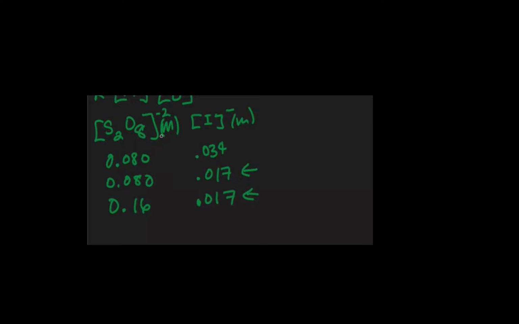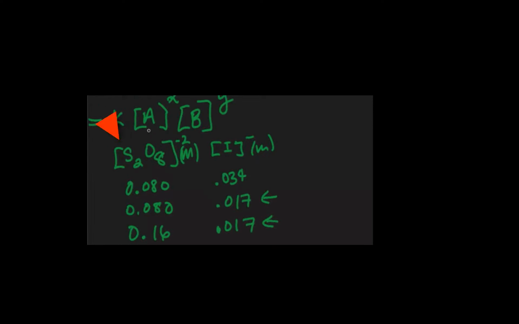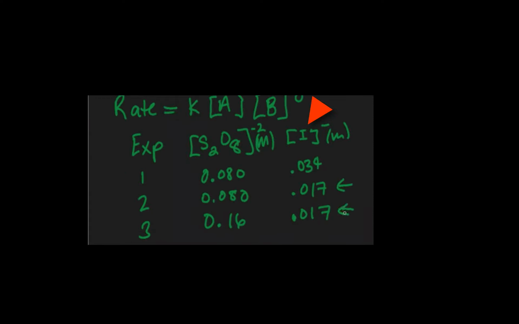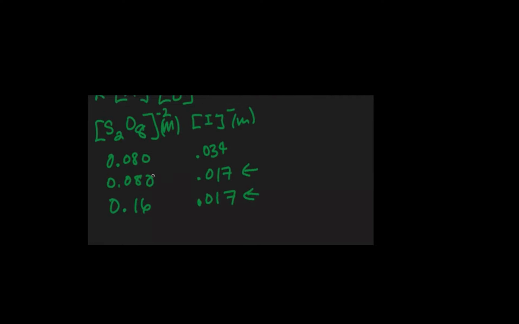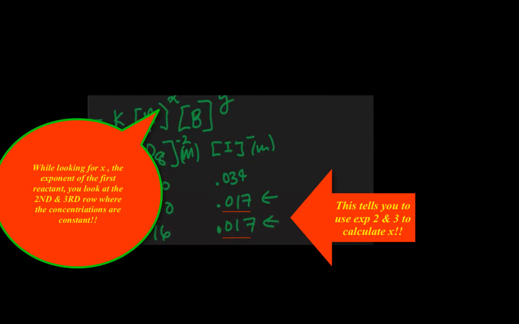So here is the first column, and then the other reactant is the iodine. These are in molarity. So you see how on the last two rows, that's where we're constant. So you see how it's the 0.017 here. These two are constant molarities for the I column.